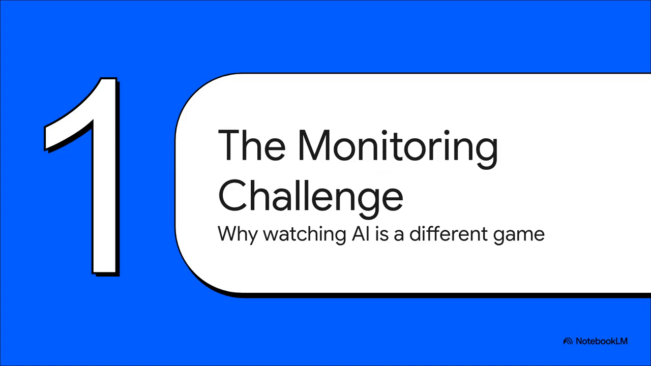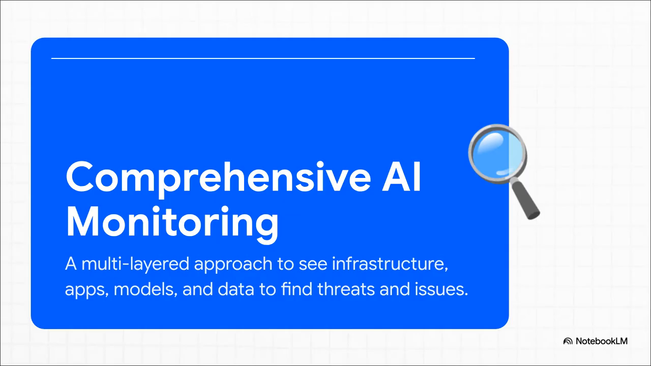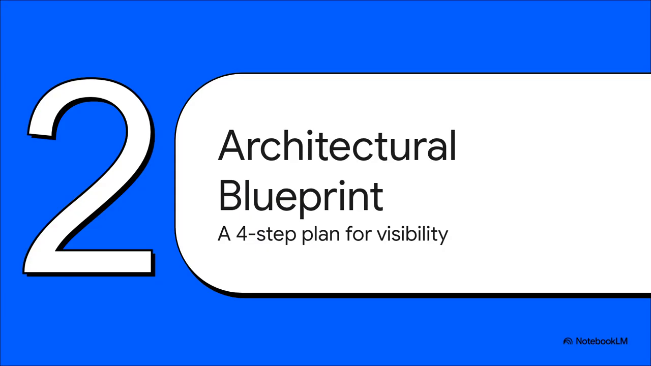All right, first up, the monitoring challenge. We really have to understand from the start that this is not your typical application monitoring. The very nature of AI makes this a whole different ballgame. You see, you can't just watch one thing. Real, effective AI monitoring has to be comprehensive. It's a multi-layered thing. You've got the infrastructure, the servers, the cloud services, then you've got the applications themselves. On top of that, you have to watch the AI models, their actual behavior, and of course, the data pipelines that are constantly feeding them. It's only by looking at all four of these layers at once that you can even begin to see the full picture.